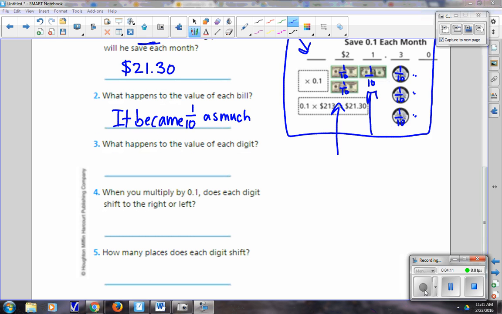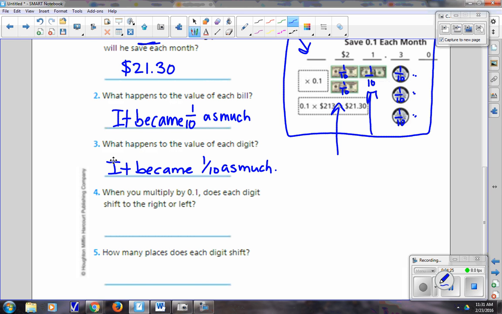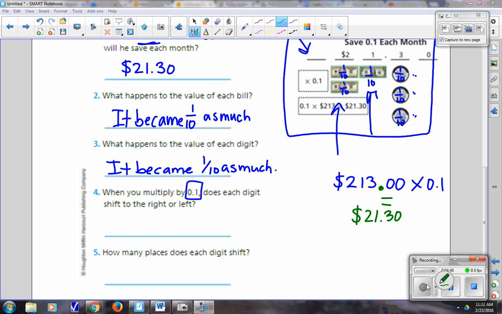Turn and tell your partner. The value of each different digit became 1/10 as much, right? If each dollar amount became 1/10 as much, each digit became 1/10 as much. That's really hard to say. When you multiply by 1/10, that's what this is right here. Does each digit shift to the right or shift to the left? Think about it. The digits moved to the right. Here's the decimal point before you multiplied by 1/10. Here's the decimal point after you multiplied by a tenth.